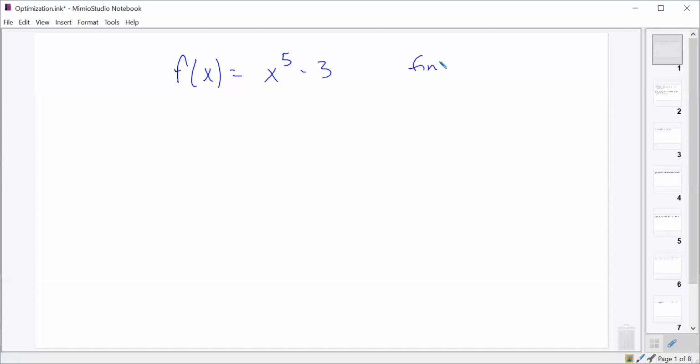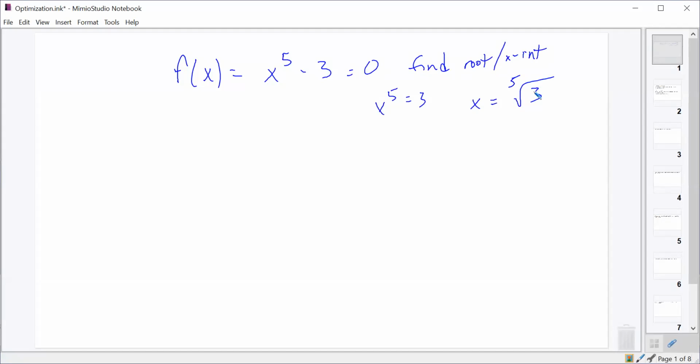So we're finding the root, or the x-intercept, or whatever you want to call it. And we want a decimal approximation for that. Now we know what that value is, right? If I set this equal to 0, we have x to the 5th equals 3, or x equals the 5th root of 3.